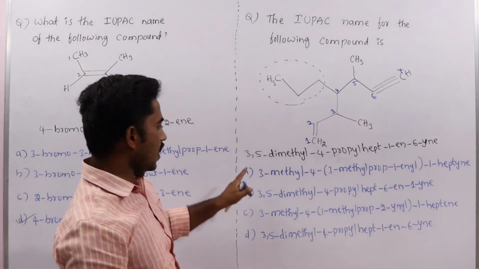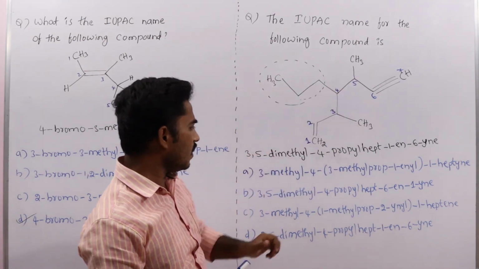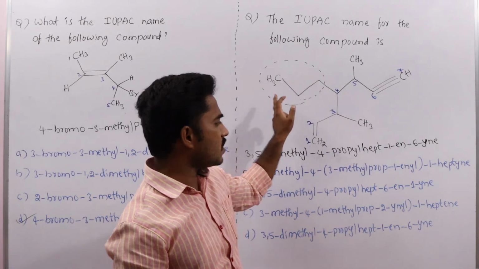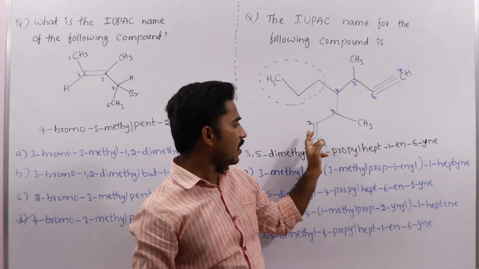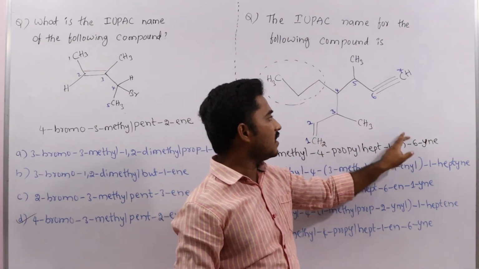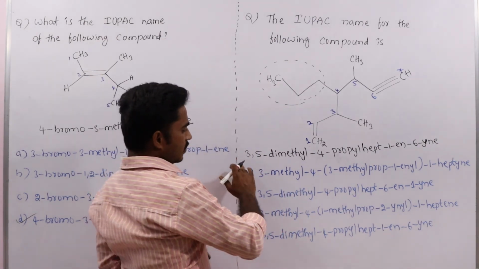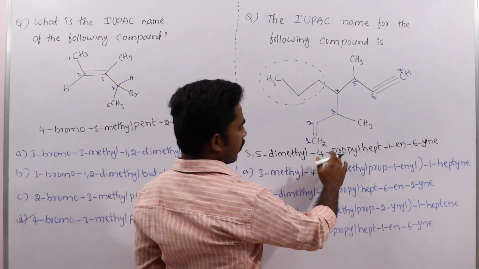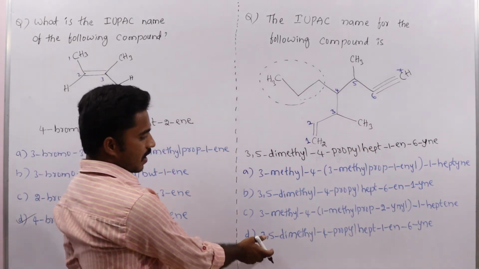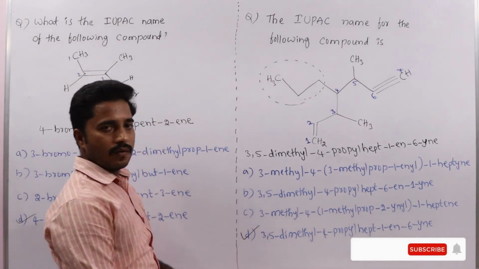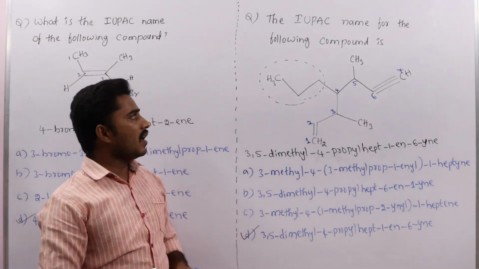3,5-dimethyl at third and fifth positions, two methyl groups are there. Then 4-propyl, propyl group at fourth position. Total carbons in the parent chain 7, that's why hept. At first position en is there, and at sixth position triple bond, that's why yne. So total name is 3,5-dimethyl, 4-propyl, hept-1-en-6-yne. Which option is correct here? This option is correct. So like this we can give nomenclature for organic compounds.